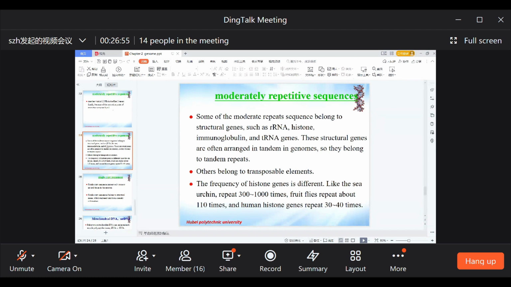The frequency of the histone protein genes is different. Like the sea urchin repeated about 1,000 times, fruit flies repeated about 110 times, and hamster repeated 30 to 40 times.